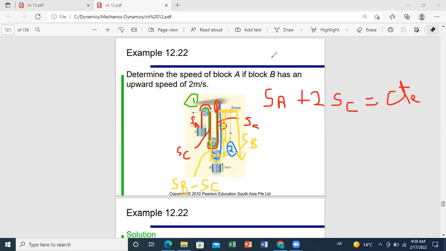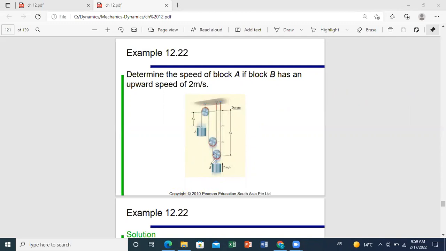Look, I will erase because it's a little bit confusing now. So we said that this part is SB minus SC. This part is a constant. This part is what? This length. It's S of B, SB. And finally, this is a constant.